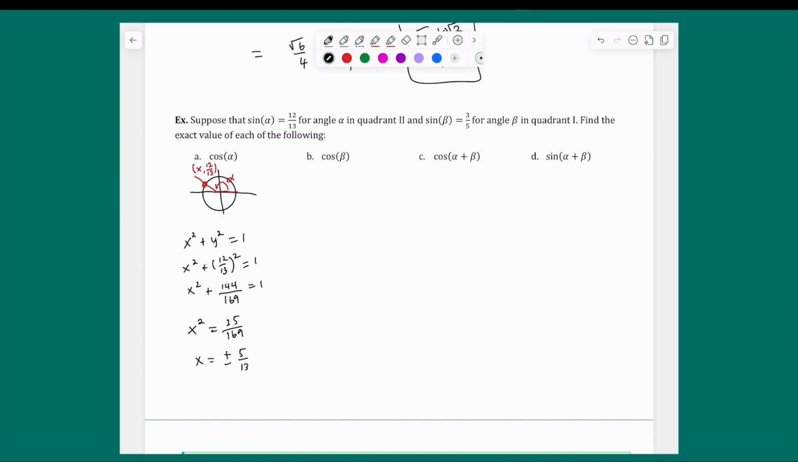Now, how do we decide whether it's positive or negative? Well, we know alpha lies in quadrant 2, and x has to be negative there. And so this answer is negative 5 over 13.